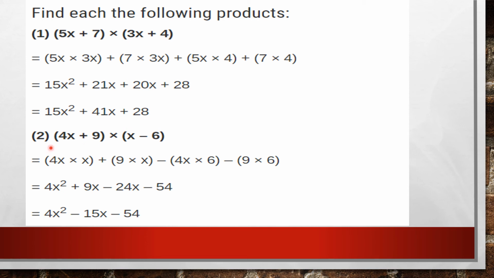The next problem is 4x plus 9 multiplied with x minus 6. Now multiply each term with the corresponding term on the right hand side. We get 4x squared plus 9x minus 24x minus 54. Now we are grouping the like terms here. 9x minus 24x becomes minus 15x, because if one term is positive and the other is negative, we subtract and put the sign of the greater integer, minus 24. So minus 15x. The answer is 4x squared minus 15x minus 54.